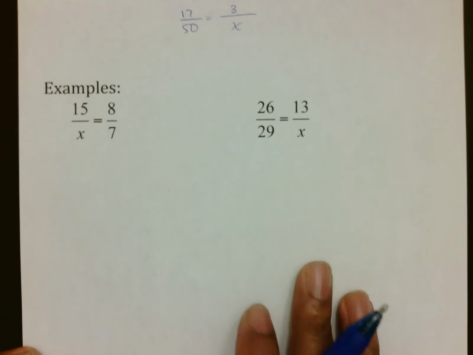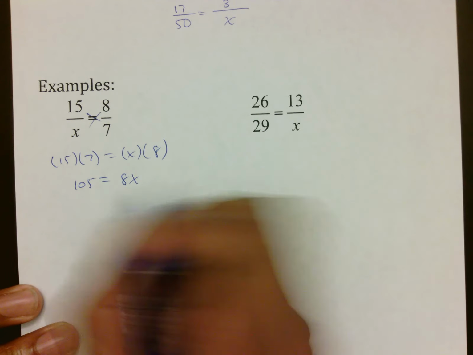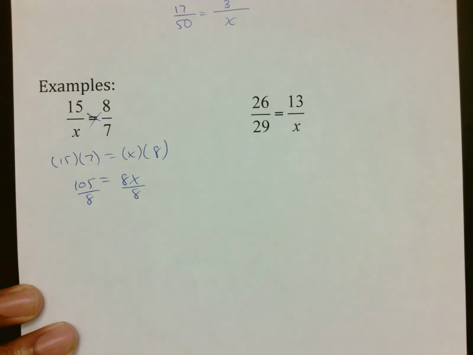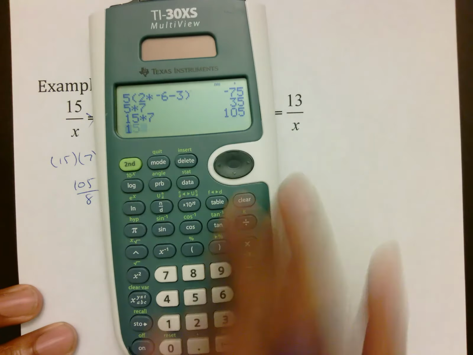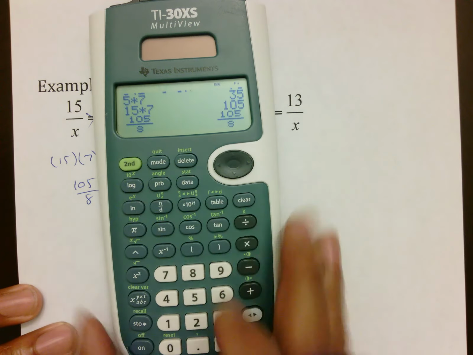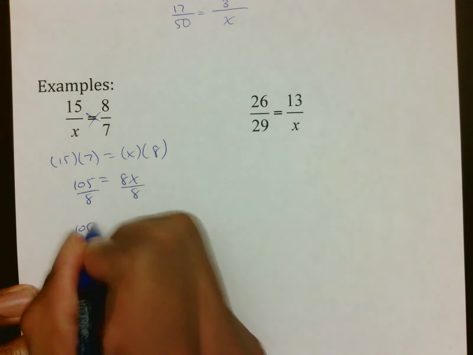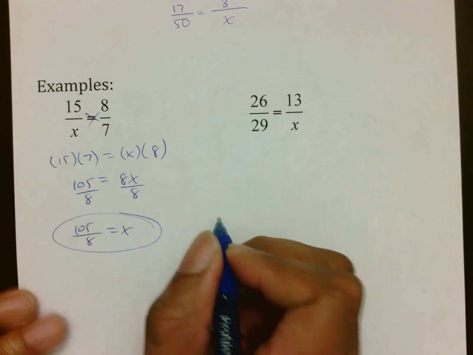Here, again, looking at this, 15 over x equals 8 over 7. Notice it's a fraction equals a fraction. So this is a proportion, which means that 15 meets 7, and then x meets 8. From there, we simplify. 15 times 7, which is 105. x times 8, of course, is 8x. Now we need to divide by 8. And I believe that's as far as you can go with 105 over 8. And it is. So 105 over 8 would be your answer for x.